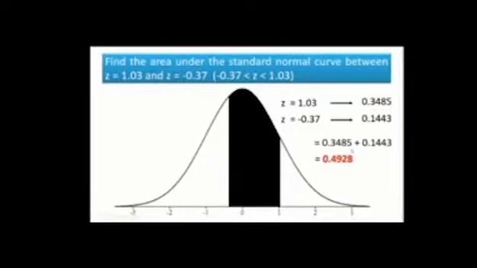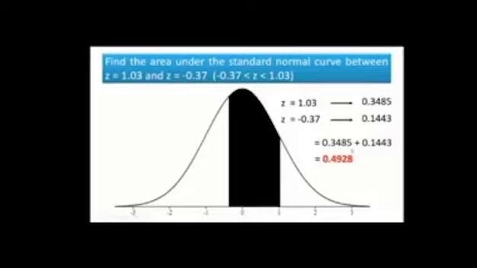Finding the area under the standard normal curve between z equal to 1.03 and z equal to minus 0.37. Same din sa column na yan. So kunin natin yung z equal to 1.03 at yung 0.3485, yan yung nasa gitna ng graph.